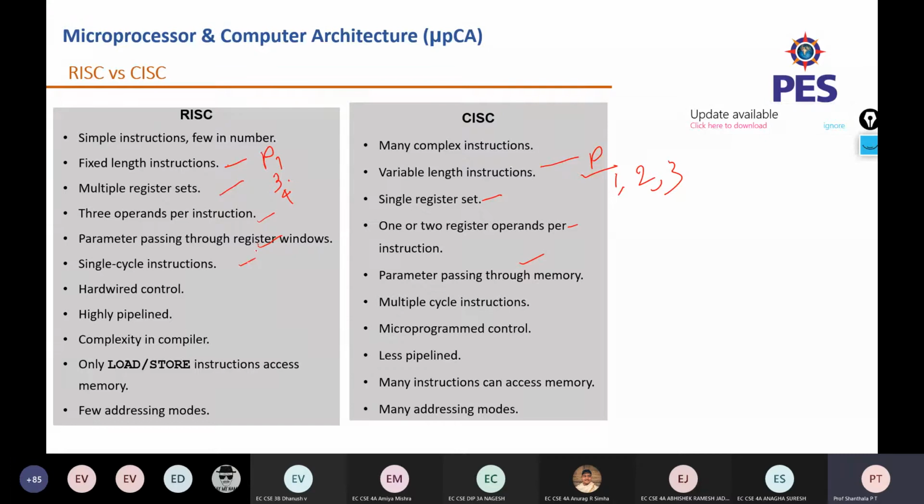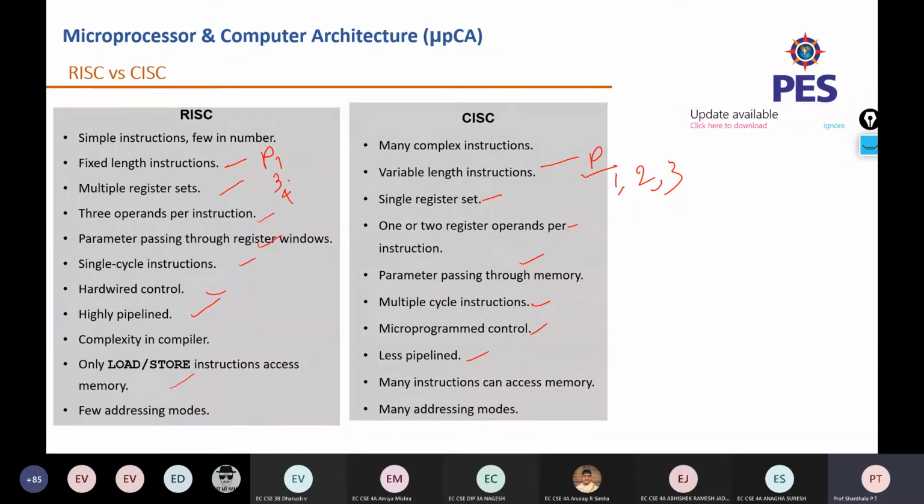Here we have a single cycle instruction, I mean for one instruction 1 cycle. For CISC, multi-cycle means for one instruction multiple cycles. RISC has hardwired control, CISC has micro-programmed control. RISC is highly pipelined, CISC machines are less pipelined. RISC uses only load and store instructions to access the memory. If you want to assign values from memory to a register, it has to use load and store instructions; directly it cannot access the memory. But in the CISC machine, many instructions can access the memory.